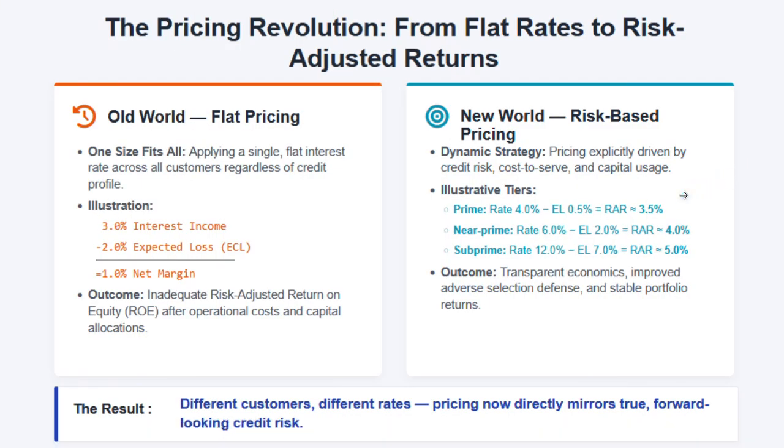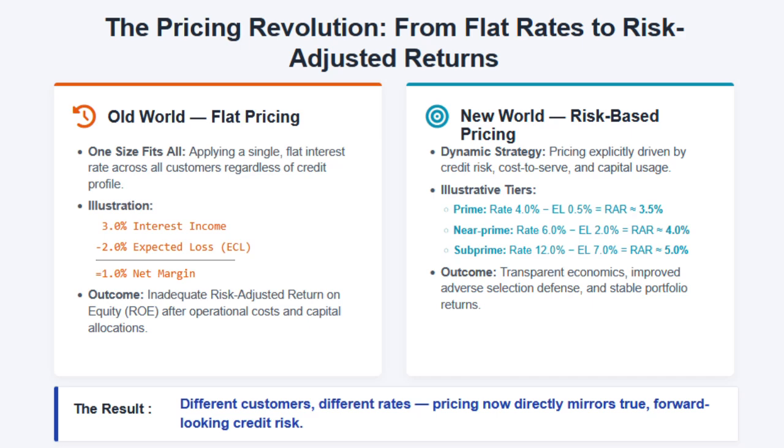Now, for decades, financial institutions used a one size fits all approach to pricing. They applied a single flat interest rate to all the customers, regardless of their creditworthiness. But this model has a critical flaw. Now, look at the old world math. A 3% interest income minus the 2% expected loss will give you a 1% net margin. The result is inadequate returns that do not properly compensate for risk.